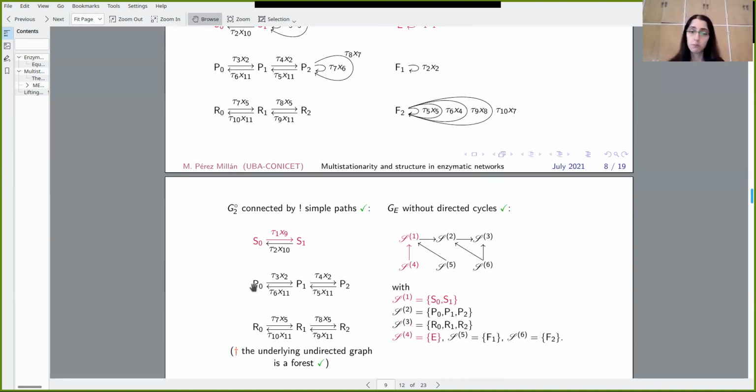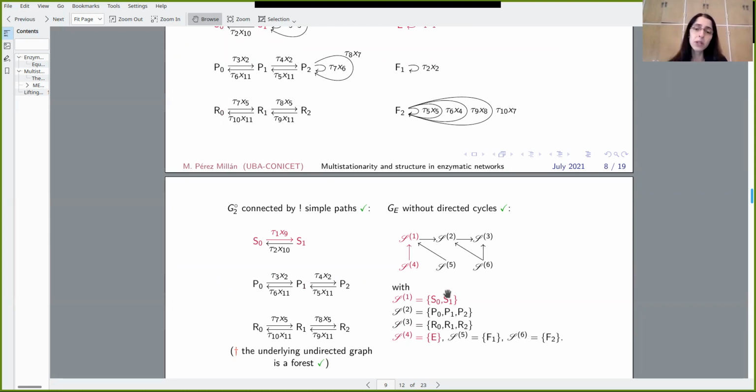If you have any two nodes that are connected, they are connected by simple paths, and there's only one simple path connecting them. Simple paths means that you do not go through the same node twice. And finally, we have this other digraph GE, which is built like this. As I said before, this partition of the species is quite natural in this biological context. So we have, for instance, the set of S0, S1, which are transformed one into another, then P0, P1, P2, R0, R1, R2, and then each enzyme in a separate set.